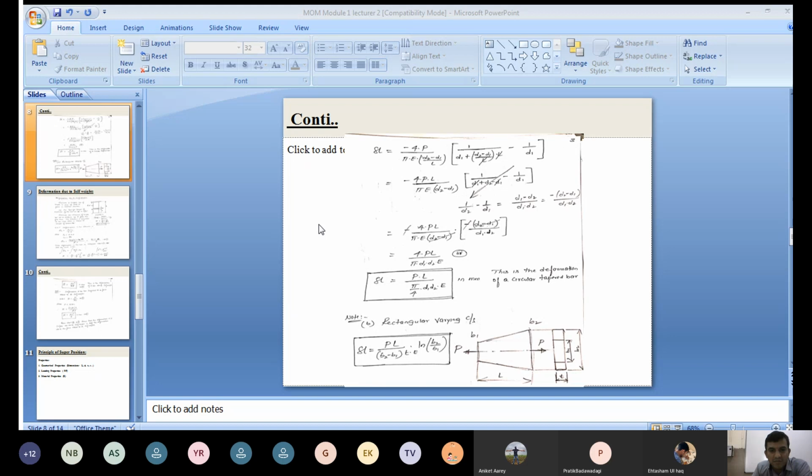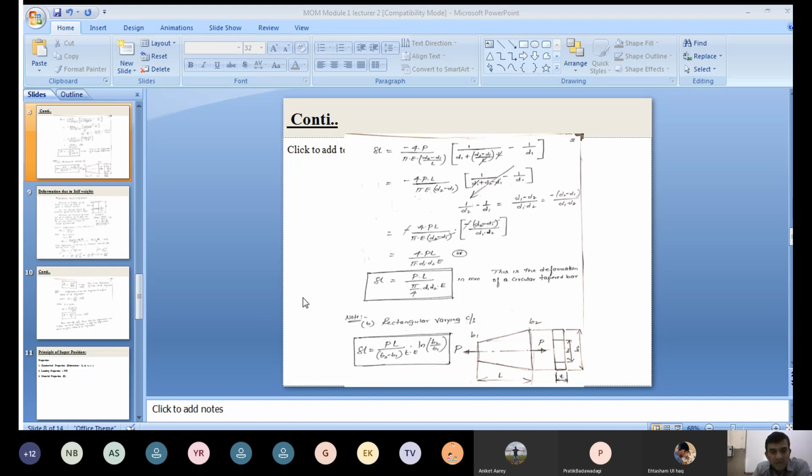For a better understanding and better remembering, I will make a small rearrangement of the term here. Delta L is equal to PL by (pi by 4) into d1 into d2 into E. Now this is the deformation of a circular tapered bar. Now how do you remember this? In the general formula, what is the deformation? PL by AE. For uniform cross-sectional area, what is the area? It is pi by 4 d square.